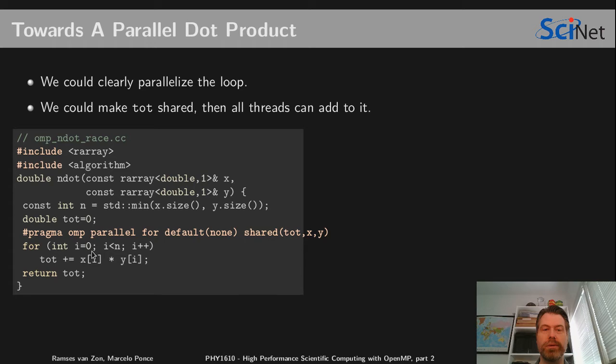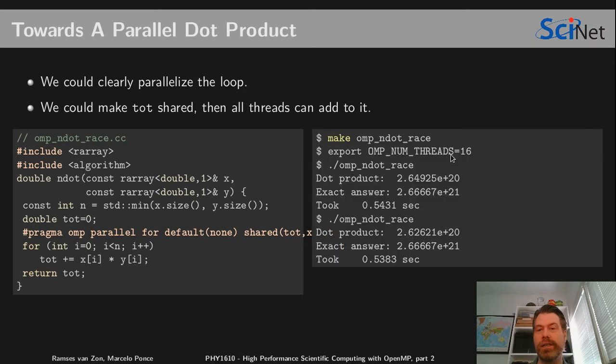This code is in OpenMP n.race. If we do that, and we set the number of threads to 16, what we see when we run it is the dot product is 2.64 something times 10 to the 20th. But that's not the right answer. The right answer was the same as before, 2.66 times 10 to the 21st. And it took 0.54 seconds. Remember, it took 0.1 seconds the slide before.